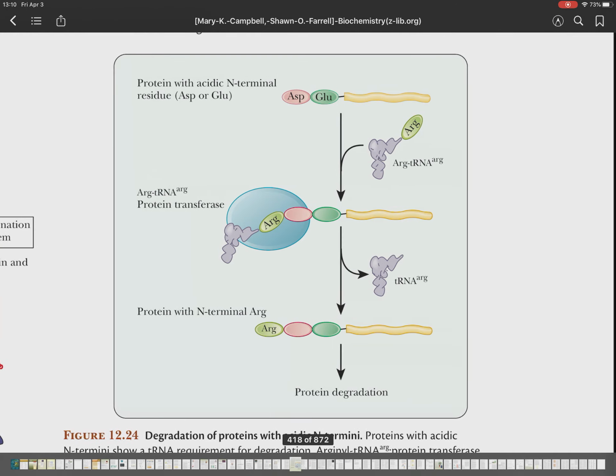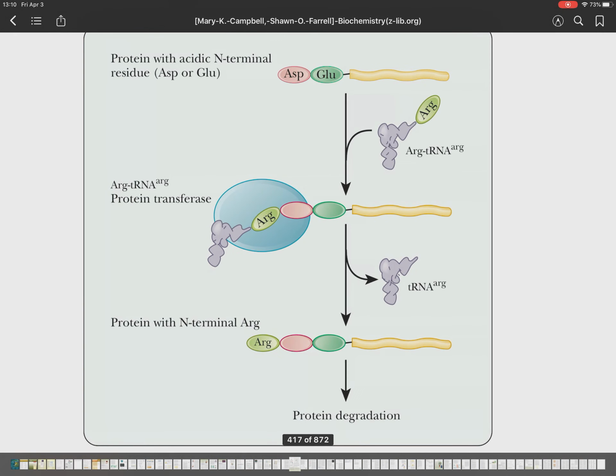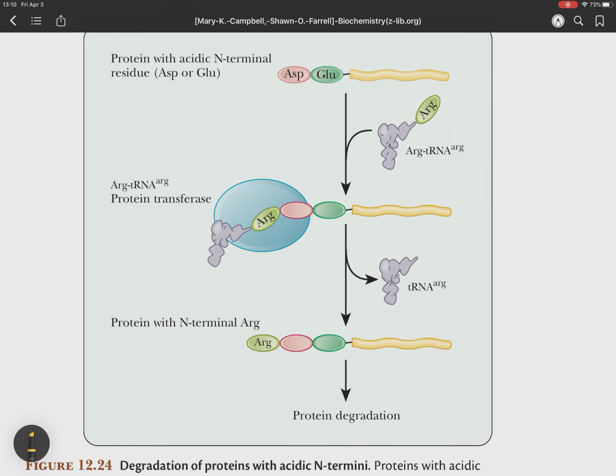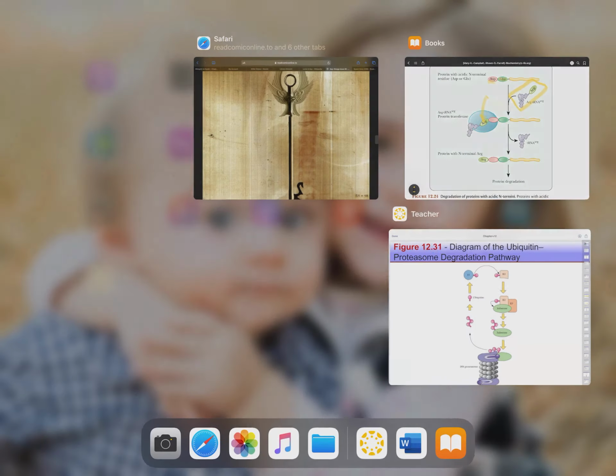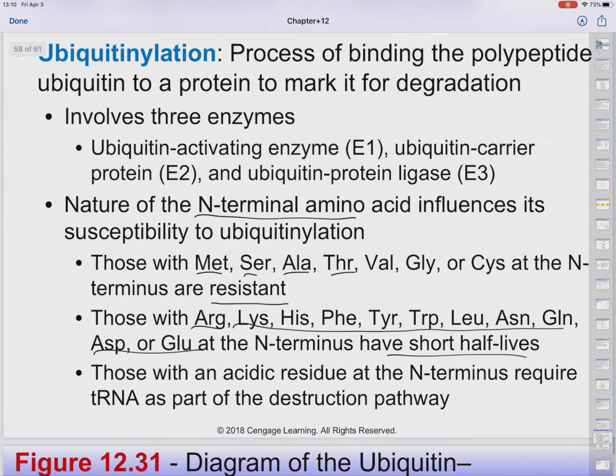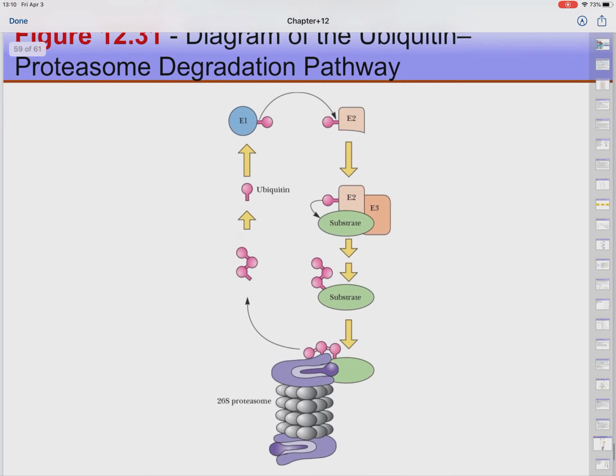So this is a protein that actually has an aspartate at the N-terminus. So this is an acidic amino acid. And so what happens here, before this thing can be marked for protein degradation, we need to change that N-terminal amino acid to be something else. So it could be a glutamate or an aspartate. This tRNA comes in, brings in an arginine. The arginine now is the N-terminus. And then now that it has an arginine N-terminus, this thing can be marked for degradation. I don't know why this didn't have that picture in it.